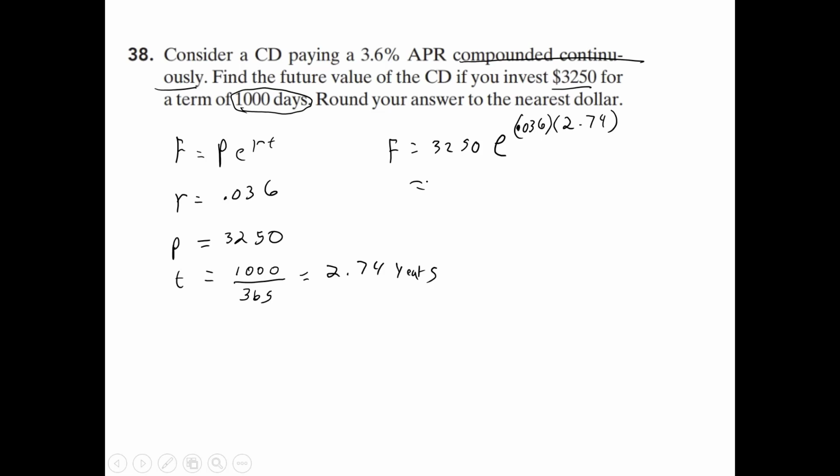And so 3250 times e to the 0.036 times 2.74. And you have to figure out how to use your calculator. I can't help you with that because there's lots of calculators out there. But you do have an e to the button on a lot of your calculators. You need to look for that and then go over how to use that. And so here we get $3,586.92. And there we go.